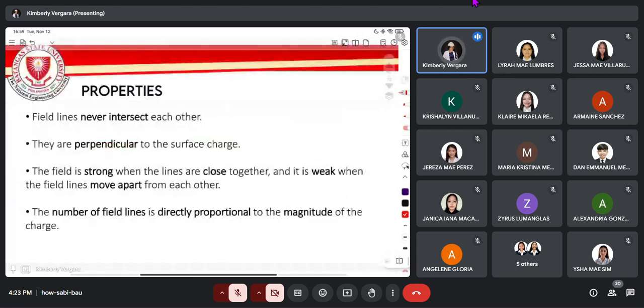So we have the properties. Unang-una, the field lines never intersect. Okay? Next, they are perpendicular to the surface charge. Then the field is strong when the lines are close to each other, and it is weak when the lines move apart from each other. Okay? And then the number of lines is directly proportional to the magnitude of the charge. Mas madaming lines, mas mataas po ang kanyang electric field.